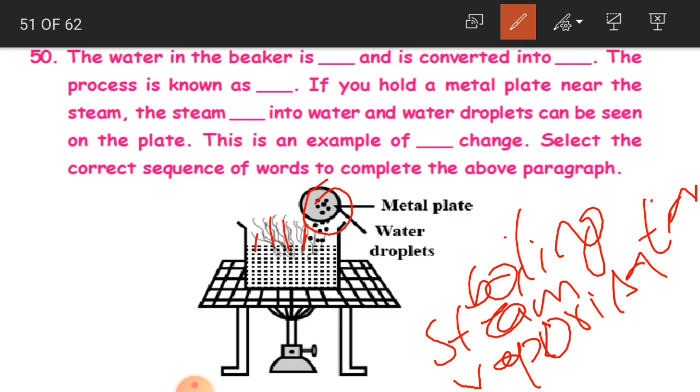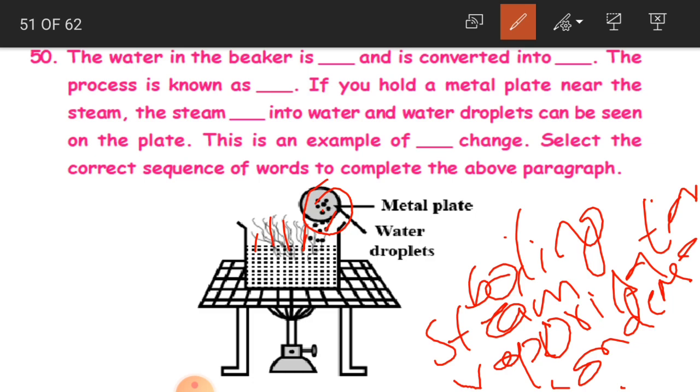The steam dash into water. In this sense, the steam condenses. The steam is going to form water droplets. So it is going to condense into water, and water droplets can be seen on the plate. And this is an example of dash change. That is reversible change.